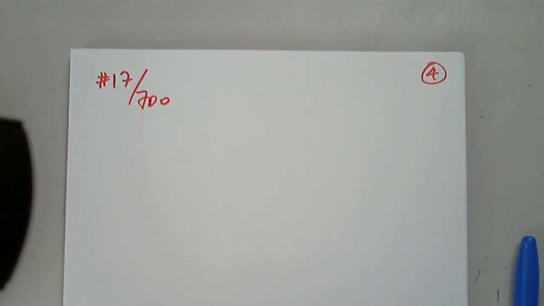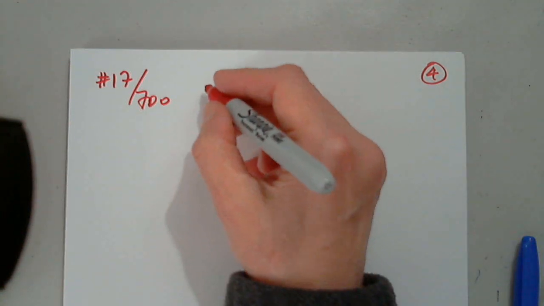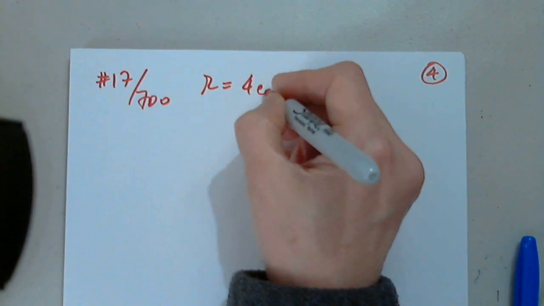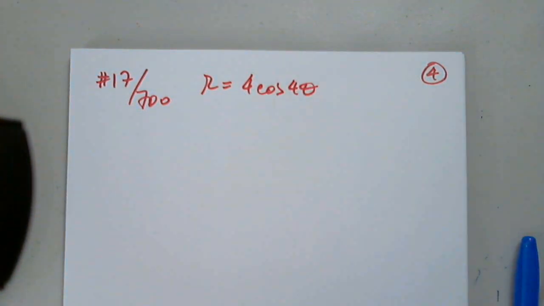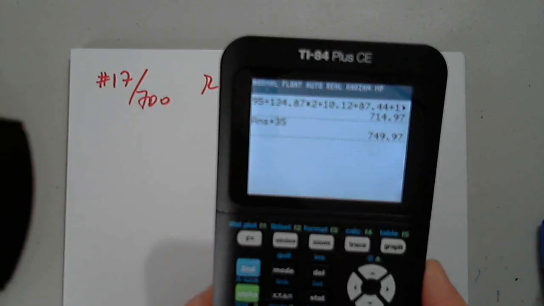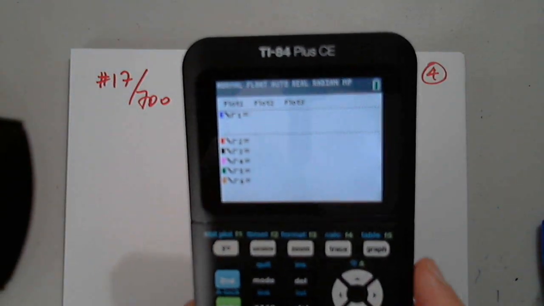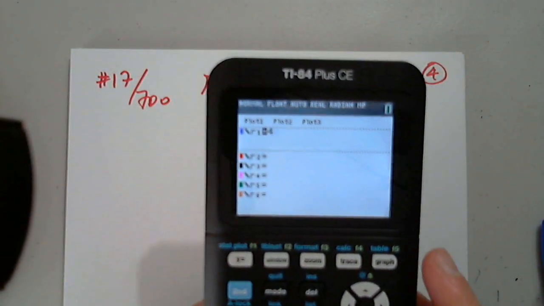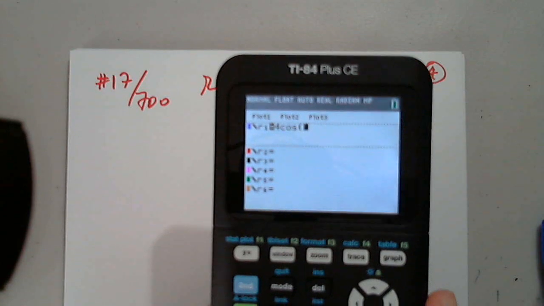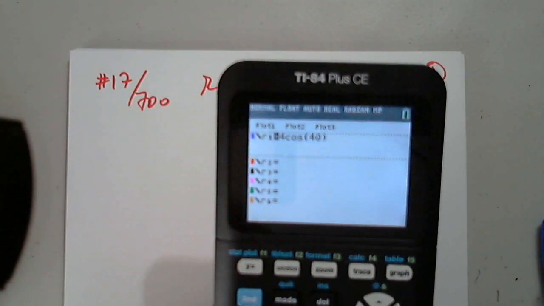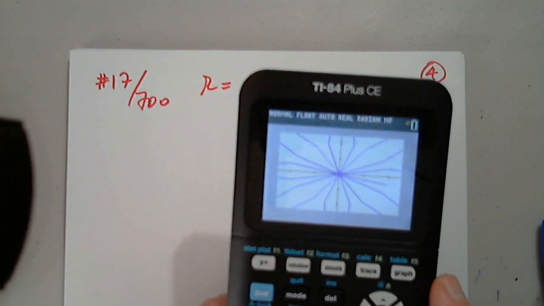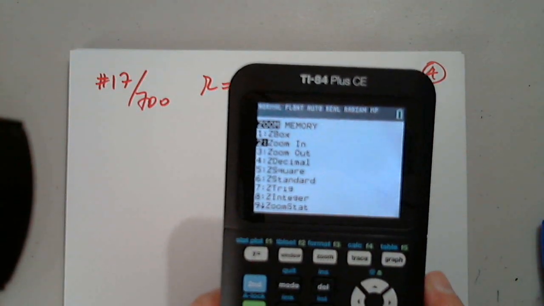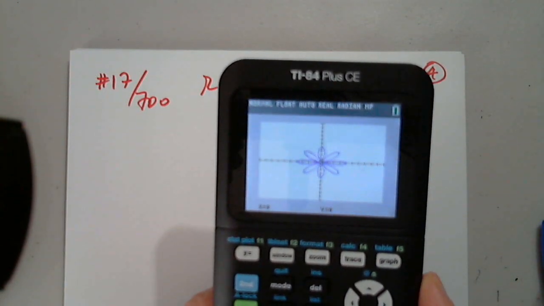And they're saying, find the area of the region enclosed by one loop of the curve. So r equals 4 cosine 4 theta. So let's grab our calculators. Go to y equals, clear, and let's put in 4 cosine 4 theta. Okay, and let's graph. Let's zoom out and see what happens here.